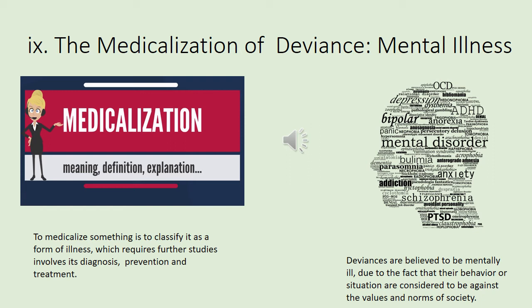And an explanation of this is when something is classified as an illness or a mental illness, you tend to perform further medical studies. These studies involve diagnosis, prevention, and treatment. Now, deviances are believed to be mentally ill due to the fact that their behavior or situation are considered to be against the values and norms of society.